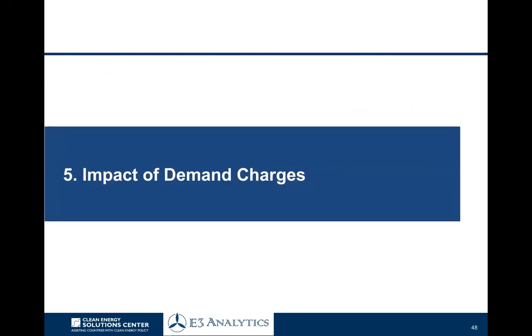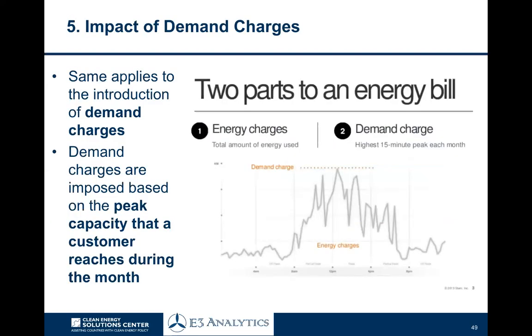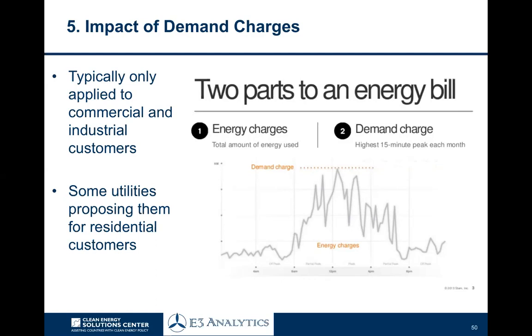Now, let's look at demand charges. The same applies to demand charges. Demand charges are effectively imposed on the peak capacity that a customer reaches during that month or during that billing cycle. It usually refers to the highest 15-minute peak of electricity demand within each billing cycle. And then you pay a certain fixed amount for that, usually dollars per kilowatt of capacity or kVA, for reaching that demand peak. So your demand charge rate will fluctuate independently of your kilowatt hour price. Typically, demand charges are only applied to commercial and industrial customers. But some utilities are proposing them and some utilities are even applying them for residential customers.